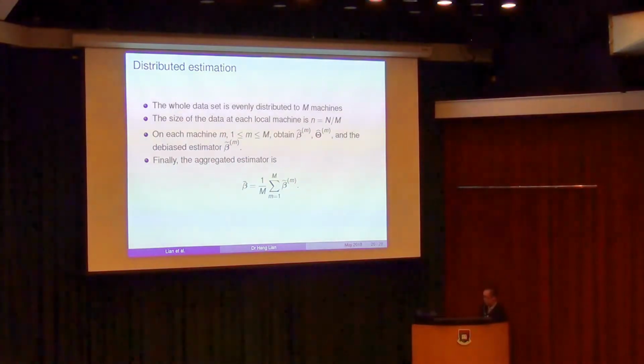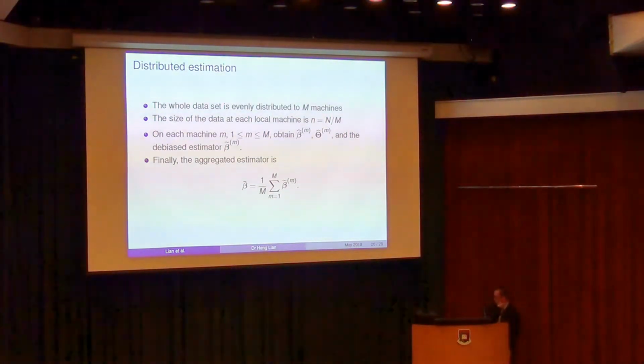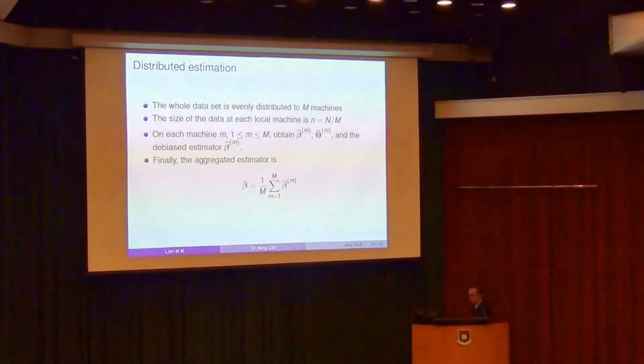Then at the end, you average everything. So a central machine collects the results from different machines and I just want to average the results obtained by different machines. So in terms of concept, this is trivial. Everyone knows you can do that. It's just the theory is a little not so trivial. So at the end, you average the estimates from different machines, you get beta bar. So this is the estimator we want to investigate.